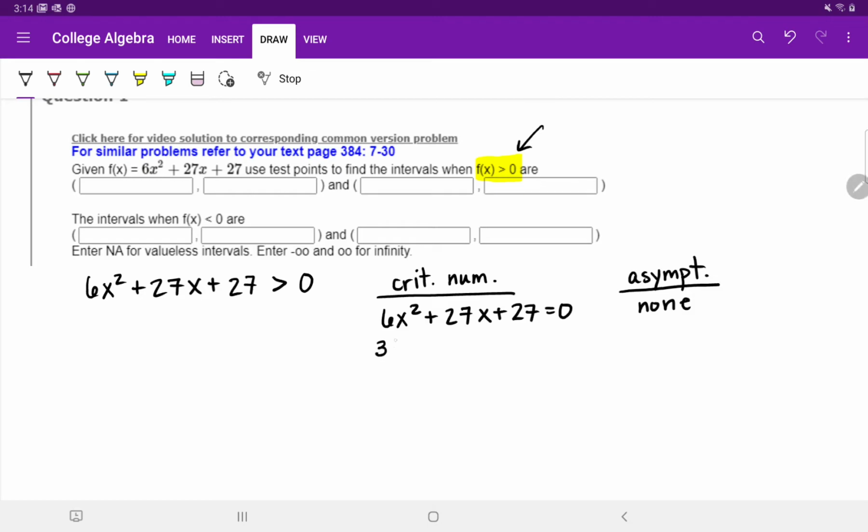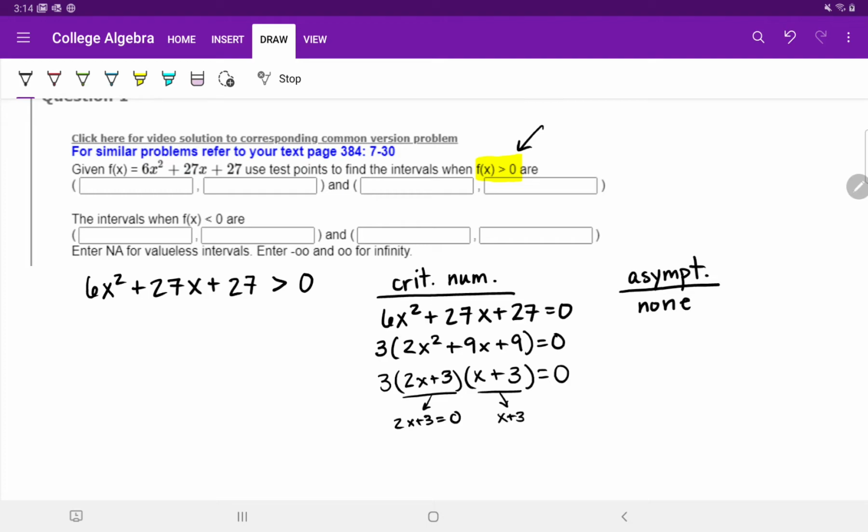So I'm going to factor out a 3. That leaves me with 2x squared plus 9x plus 9 equals 0. Then I'm going to factor this into two binomials. We can use the AC method. I normally can just do these in my head pretty quickly. And then we'd have to set each one of these equal to 0. So we get 2x plus 3 equals 0, and x plus 3 equals 0. We end up with x equals negative 3 halves, and x equals negative 3. So we don't have any asymptotes, but we have two critical numbers.